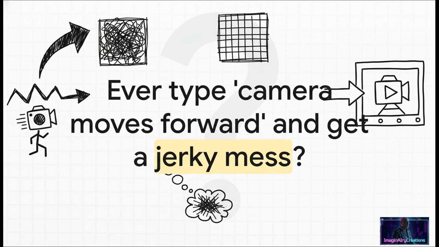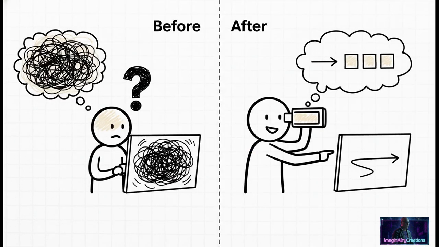Oh yeah, we've all been there. You type in what feels like a perfectly simple command, and what you get back is, well, it's a jerky mess. It looks more like an accident than a masterpiece. It's so frustrating, but here's the thing. It's not the AI's fault. It's our instructions. And that's really the key here.